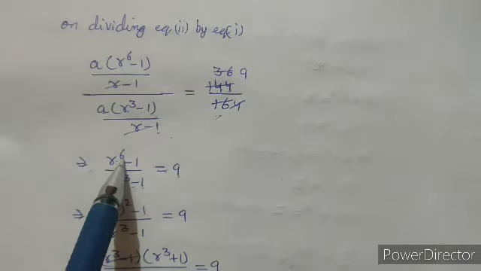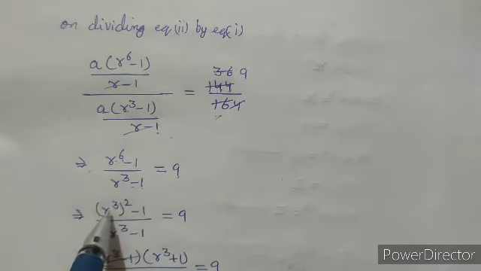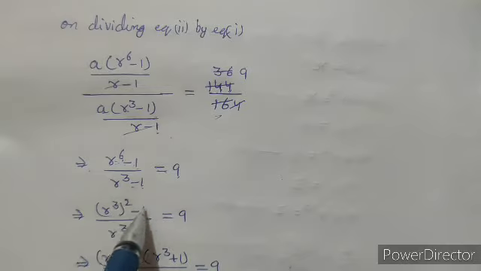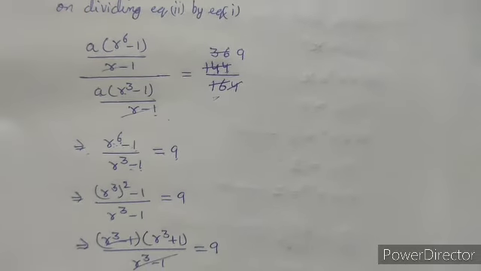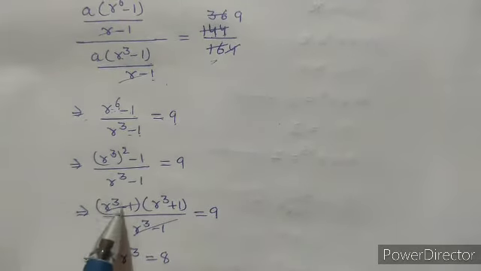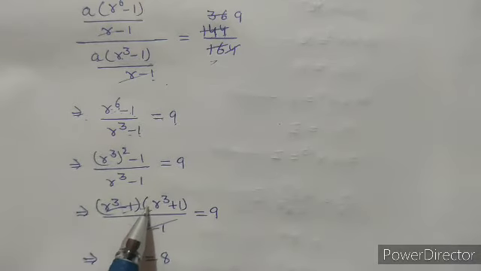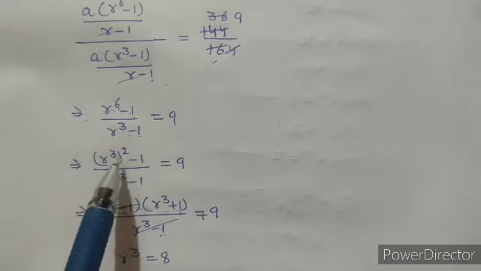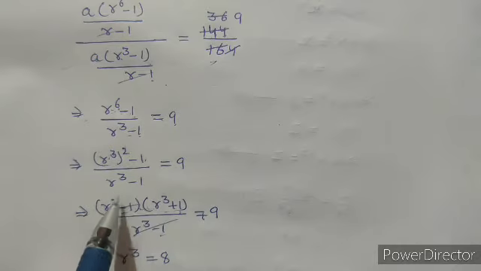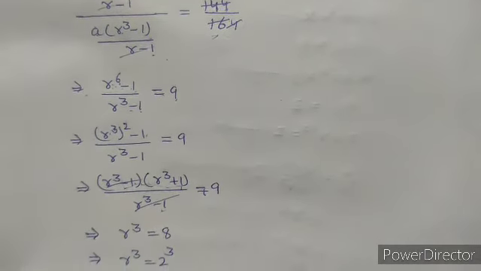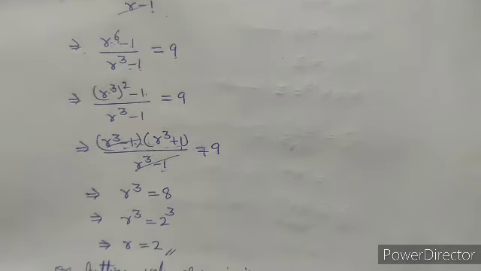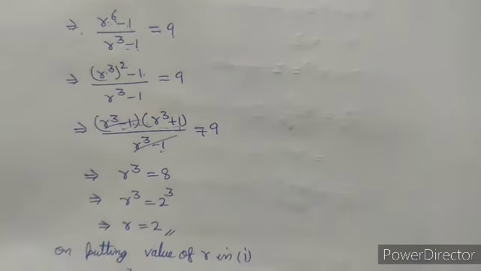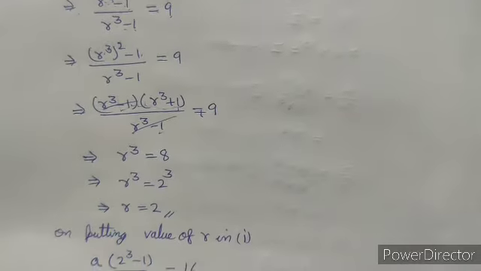Now r^6 - 1 can be written as (r^3)^2 - 1, and that will give us (r^3 - 1)(r^3 + 1)/(r^3 - 1) equal to 9, by the formula a^2 - b^2 = (a + b)(a - b). Thus we will get r^3 as 8, which will give us r as 2. That means the common ratio of the GP will be 2.